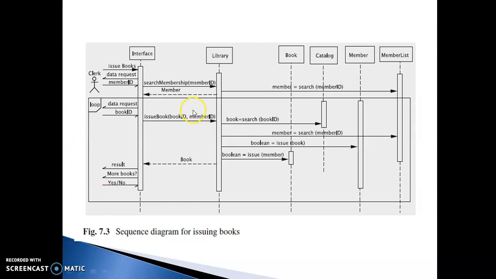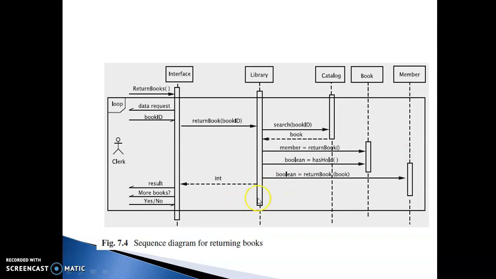Sequence diagram: a sequence of activities takes place between the user and the library system, wherein you have a book section, you have a catalog which holds the book information, a member, whether he belongs to the library or not, and a member list of members who are present in the library information system. That list is maintained in the library member list.